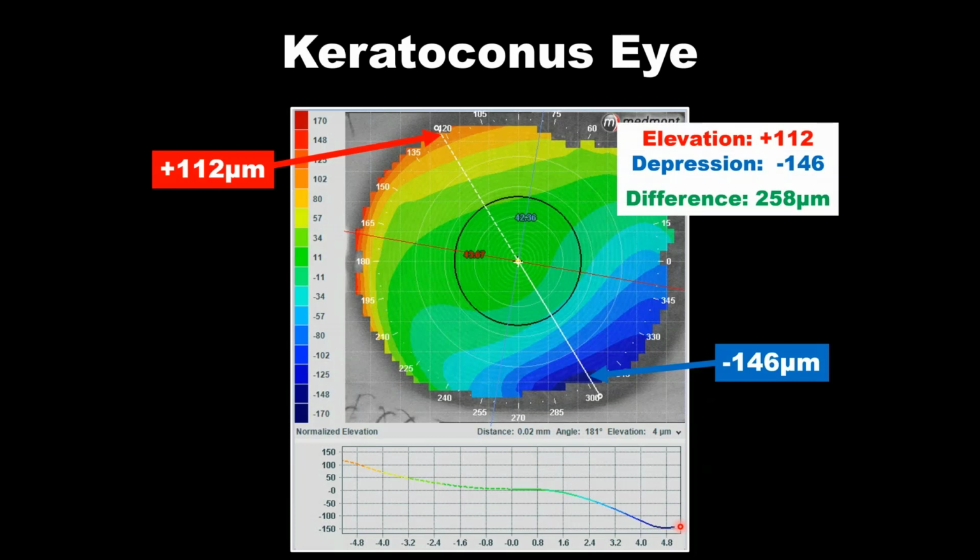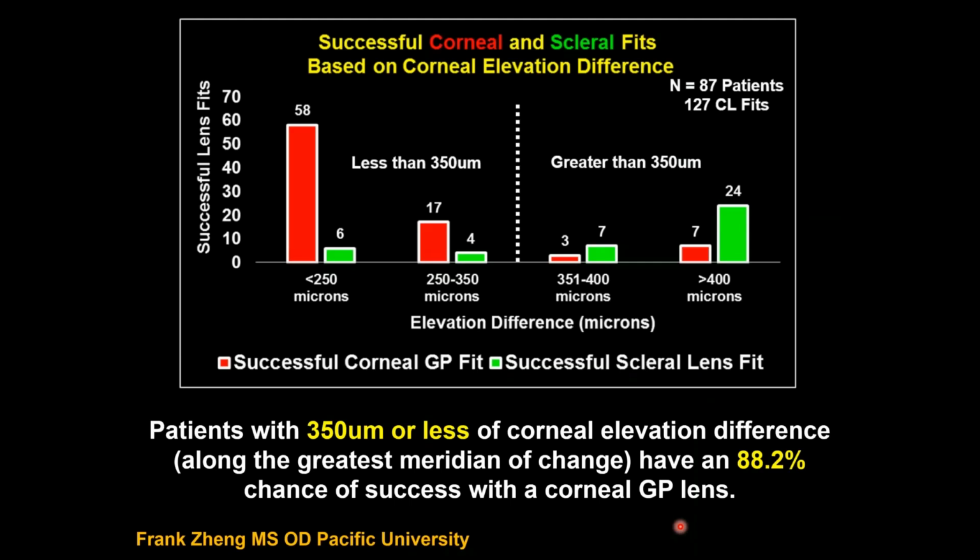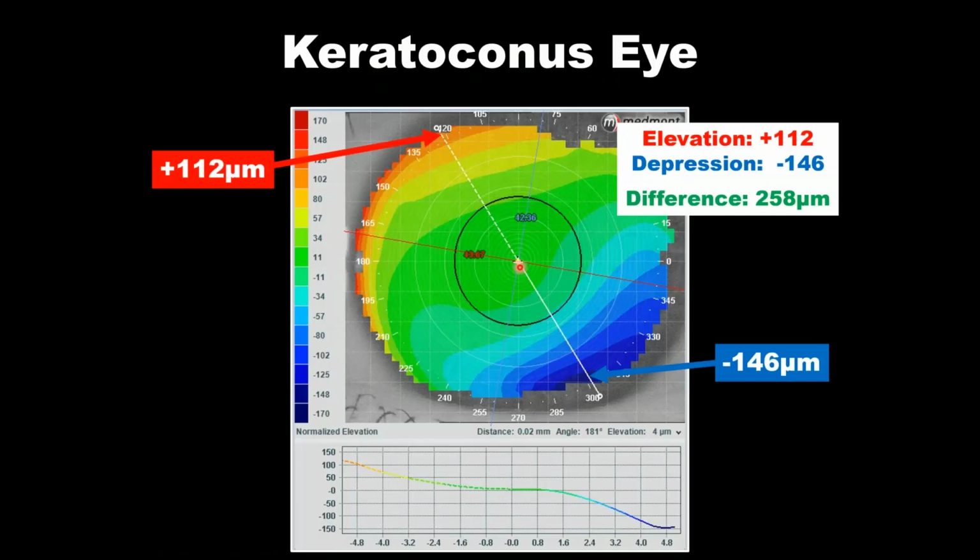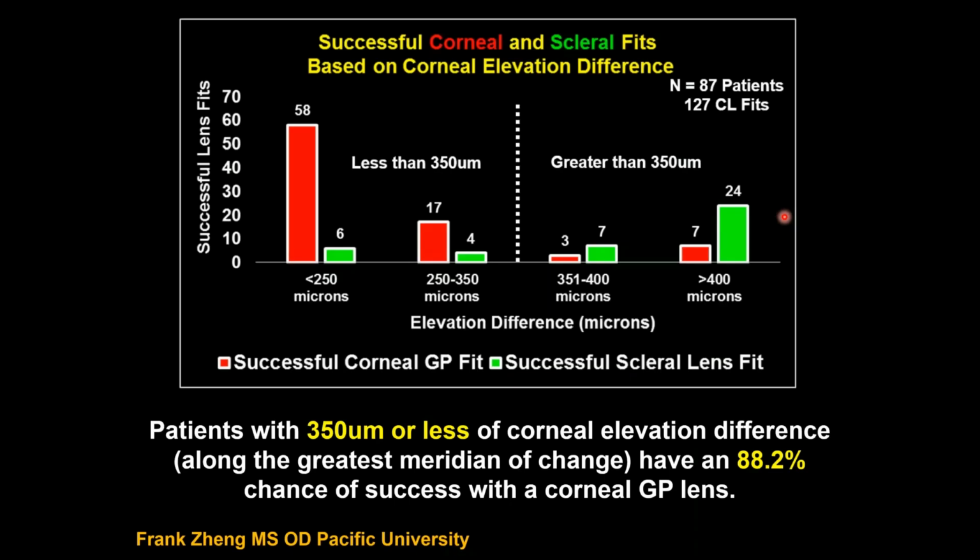This eye has a 256 micron change in height. And the study that we shared back in 2015 by our group at Pacific University showed that when you have less than 350 microns of sagittal differential across the eye. So going back to this slide, we look at the highest point being 112, the lowest point being minus 146, for an absolute differential of 258 microns. Then we look at the study.